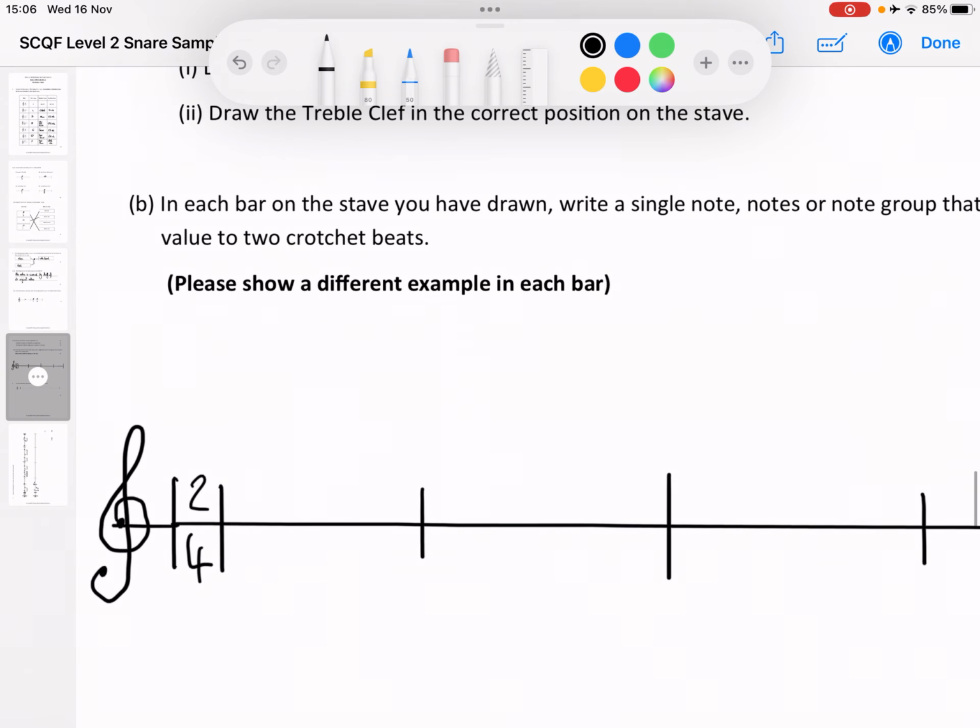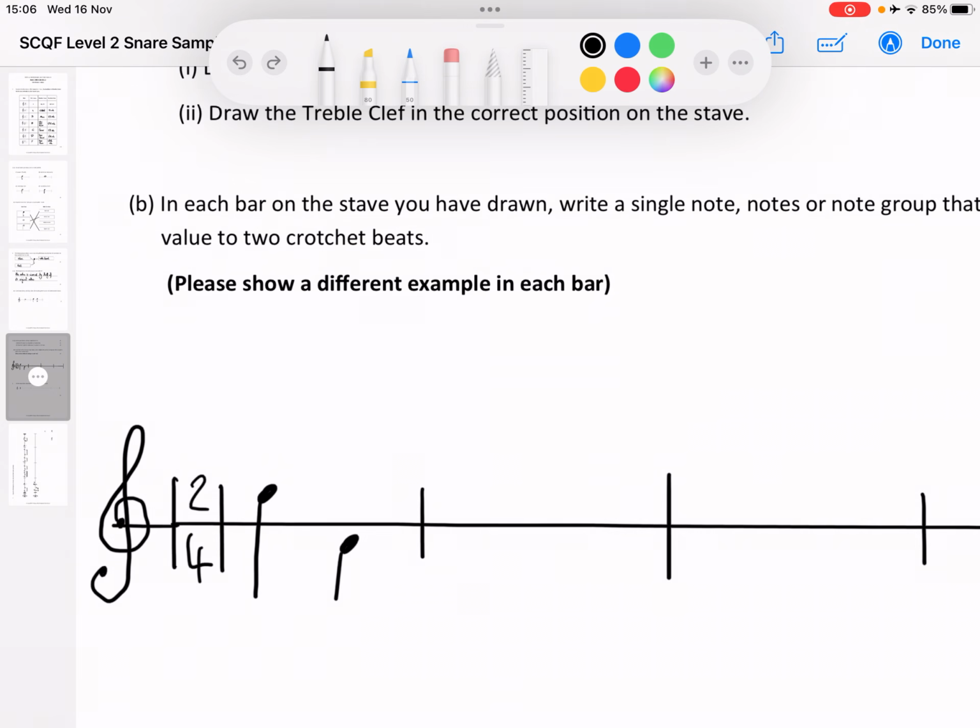Okay, so we'll zoom in a little bit. I always do 2 crotchets every time. Okay, and if this was a 3/4, you would put a 3rd crotchet in there, but it's only 2/4, so we're only doing 2.